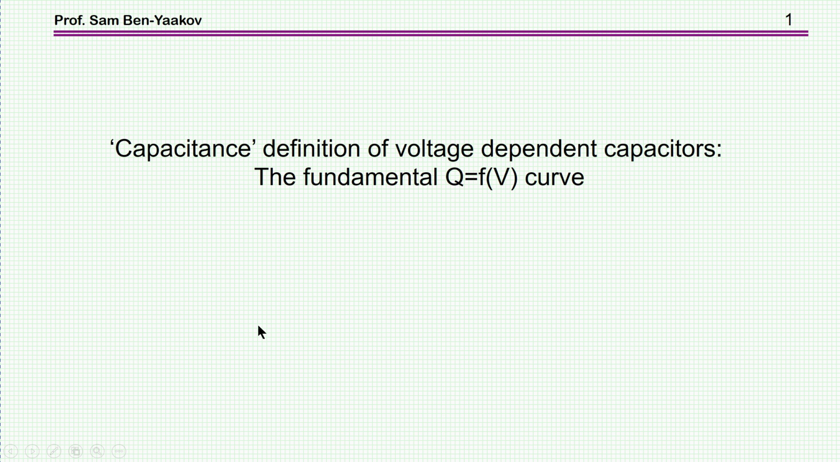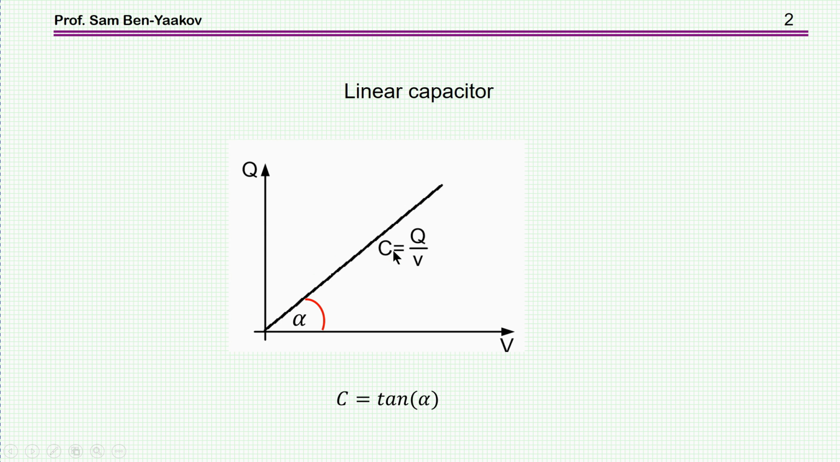Hi, I'm Ben-Yaakov. This presentation is entitled Capacitance Definition of Voltage-Dependent Capacitors, the Fundamental Q as a Function of V curve. When it comes to a linear capacitor, the definition of capacitance is very simple. It's charge over voltage, Q over V, and the relationship when you plot it is a straight line.